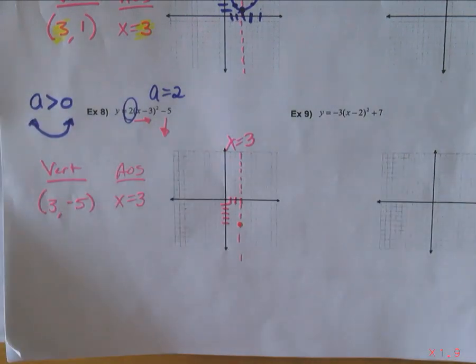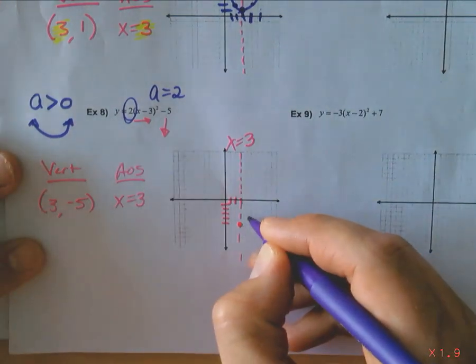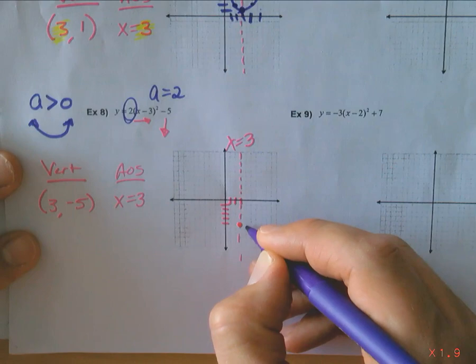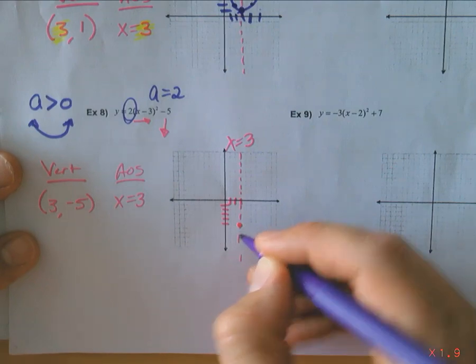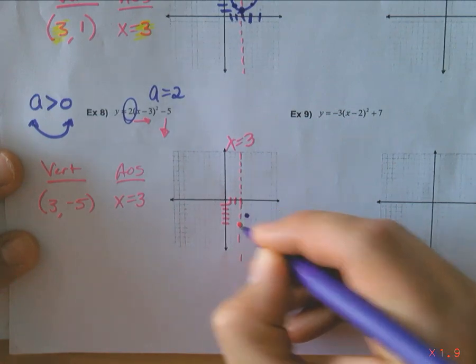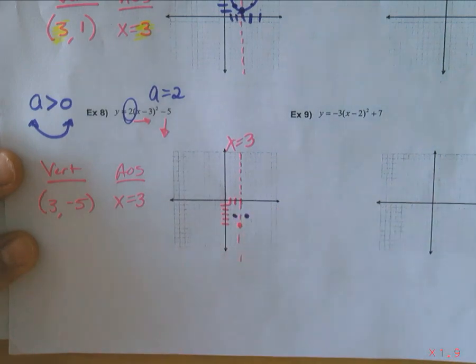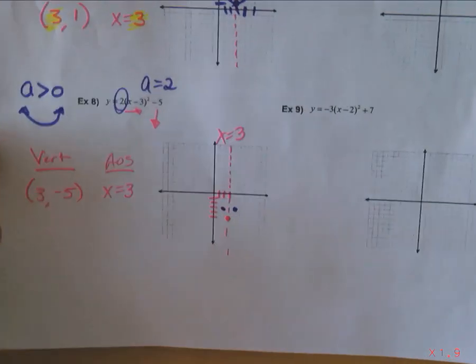But now this is getting stretched by a factor of 2. Okay? So normally I go over 1, up 1. Well, now I'm going over 1, up 1 times 2. What's 1 times 2? 2. So I'm going to go over 1, up 1, 2. Over 1, up 1, 2. So this thing's getting stretched. It's going up faster. Okay.